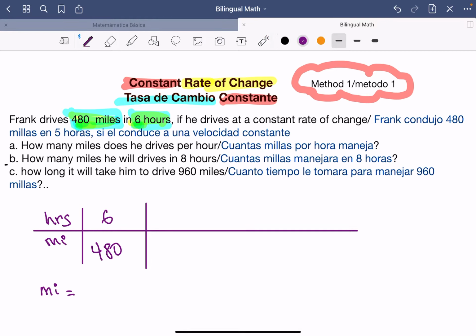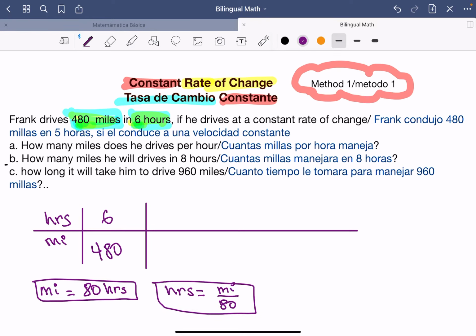So in order to get the miles, I need to multiply 80 times the number of hours. Okay, so that's my first equation. My second equation should be using the same number, and I'm going to get my hours. My hours is going to be miles divided by 80. I'm just using the first equation and solving for hours.